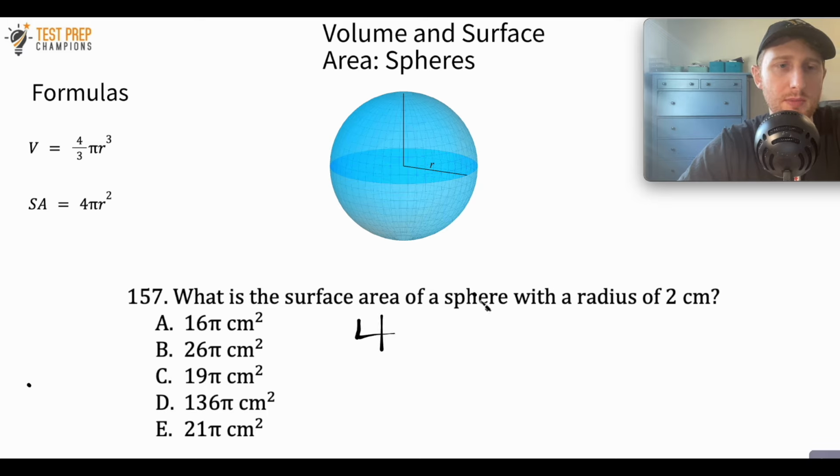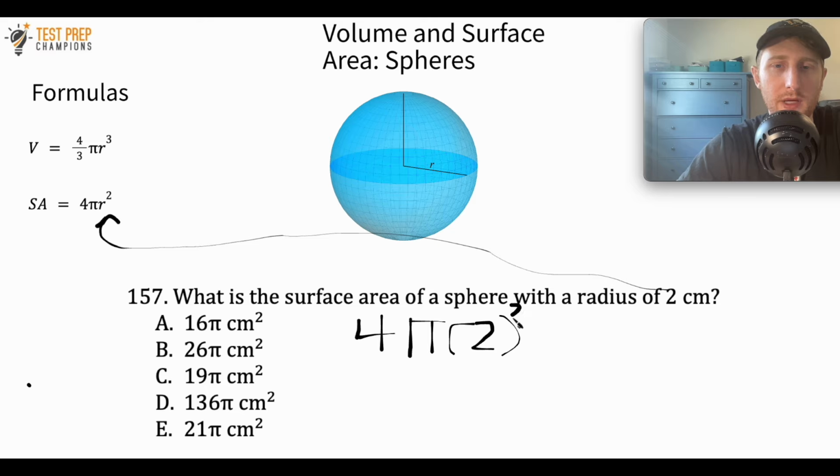So basically, we're going to pick the surface area formula, and we're going to just plug in 2 for r here. So we would do 4 pi r squared. And again, since r is 2, we're just going to do 2 squared. And if we do this in our calculator, and we also see that we don't have to use pi in the calculation because they left it in the answer choices, the answer is going to be 16 pi. So hopefully this makes sense.